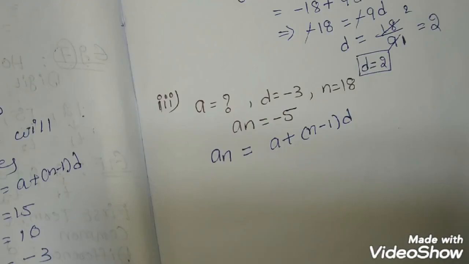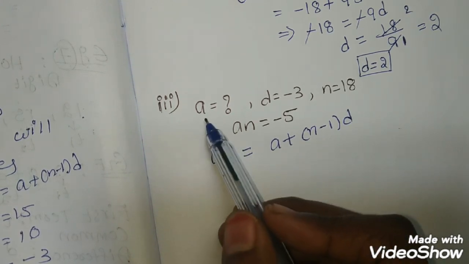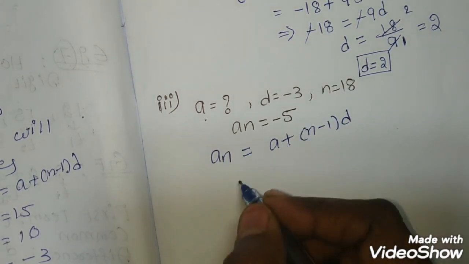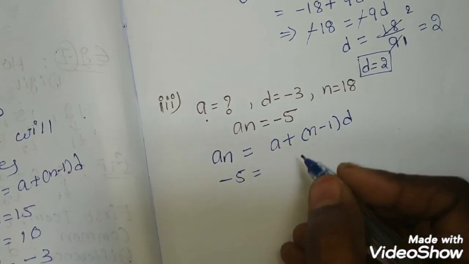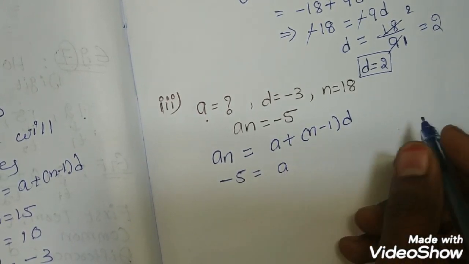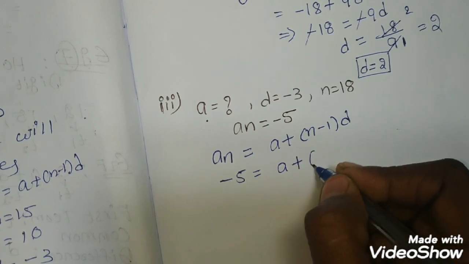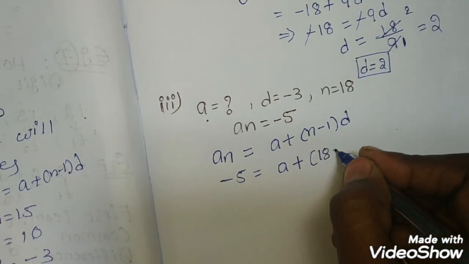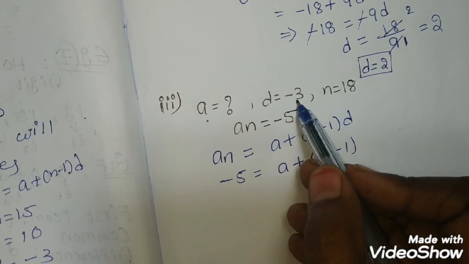See third question. So what we need to find? We need to find the first term. So an, minus 5 is equal to a. We need to find. So write like that itself. A plus what is n? 18 minus 1 into what is the common difference?